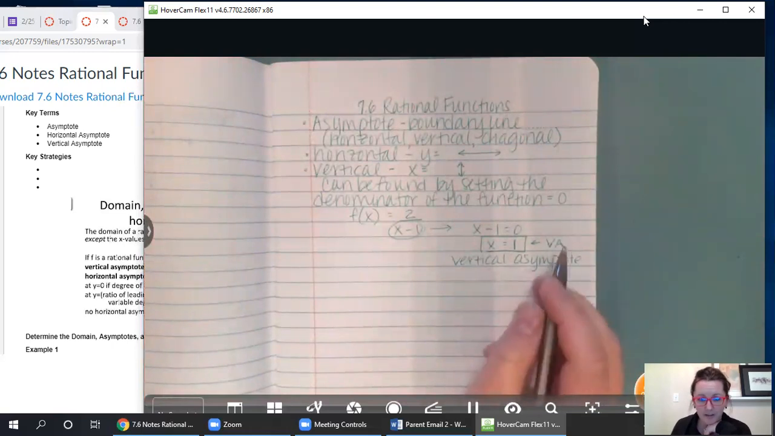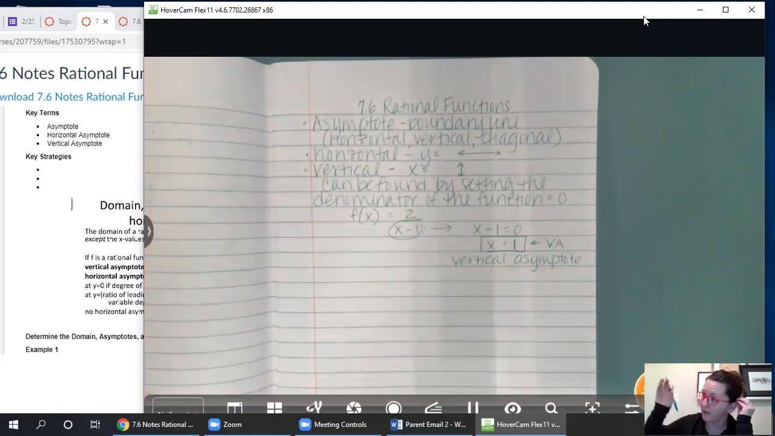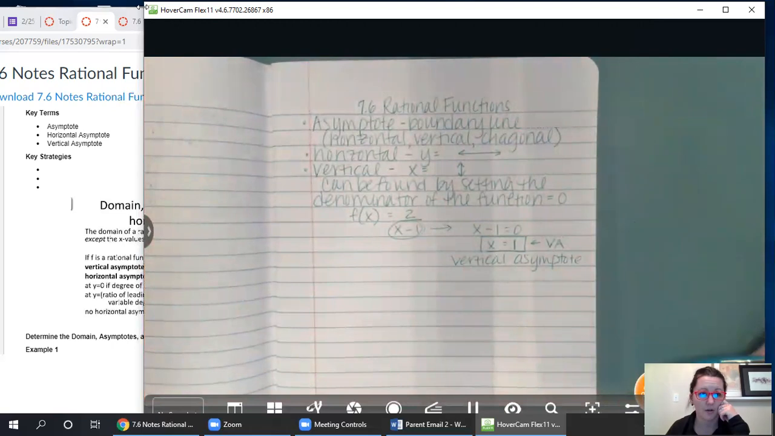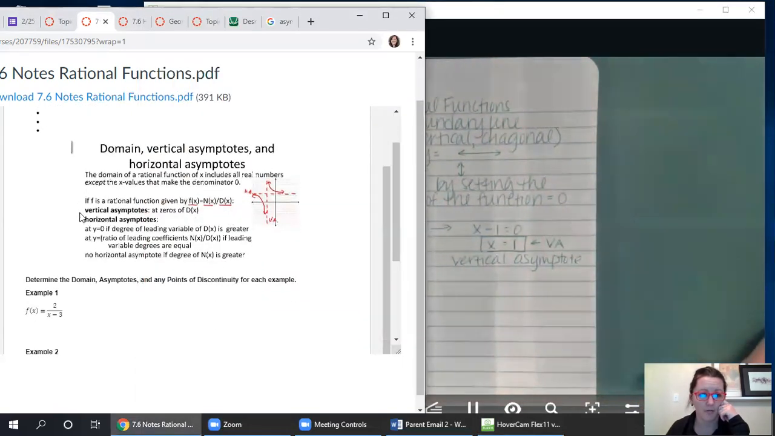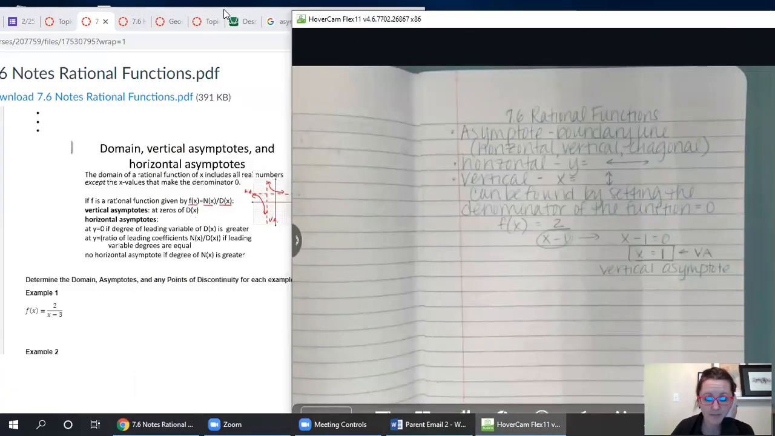In the case of horizontal, it's a little bit trickier because we have to look specifically at the powers, the degrees of the function, and then we're going to have to be doing a little bit of math. So there's a note here in your notes about horizontal asymptotes. Thinking about this, if f of x is n of x divided by d of x, then the asymptote is at y equals 0 if the degree of the leading variable of d of x is greater. So let's talk about what this means. I'm going to move this over so we can see them both at the same time.